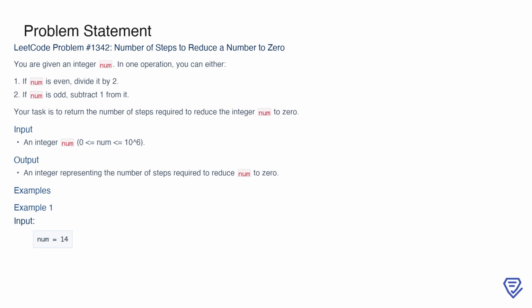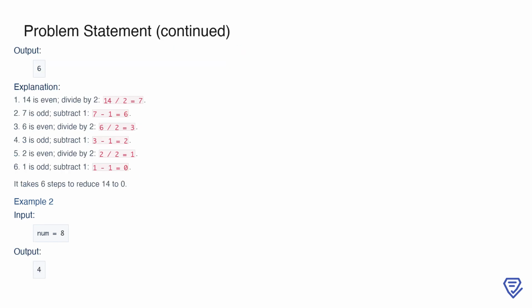The input will always be an integer within the range of 0 to 10 to the power of 6, and the output should be a single integer representing the total number of steps required. Let's look at the first example to see how this process works.